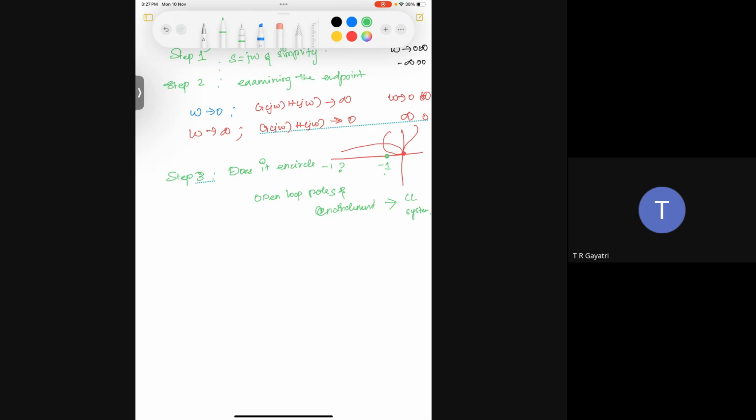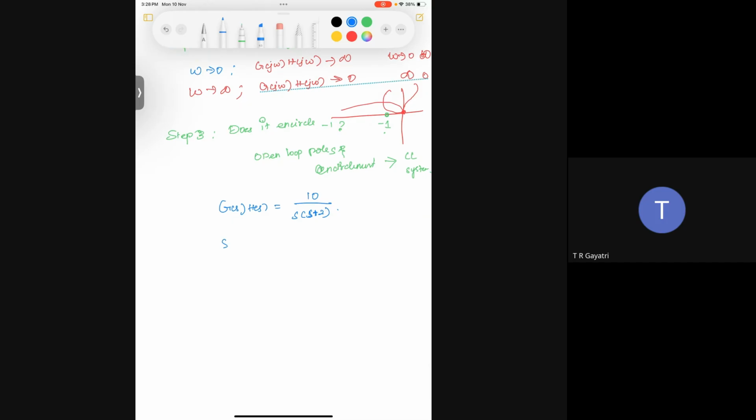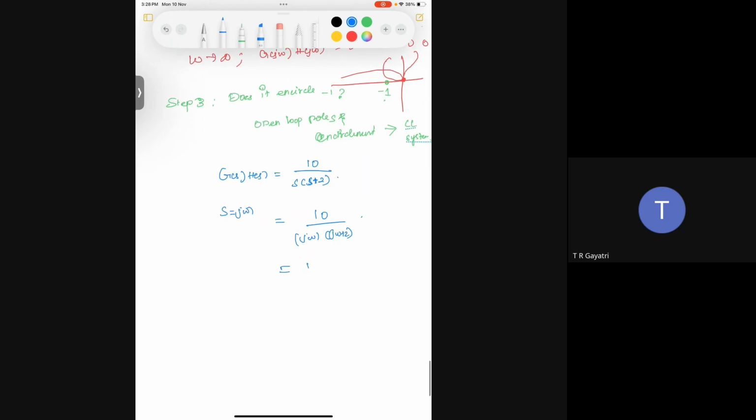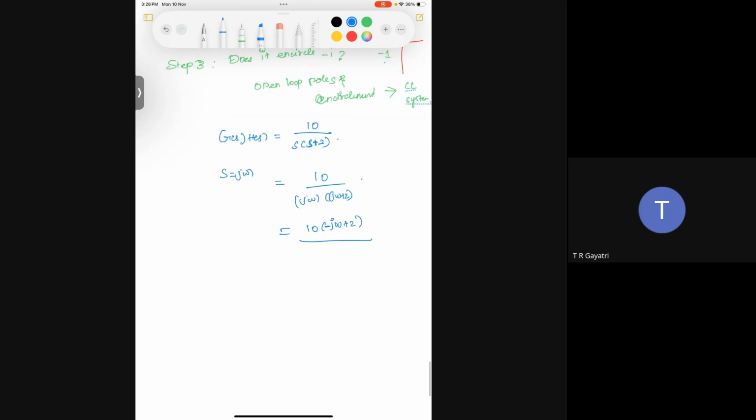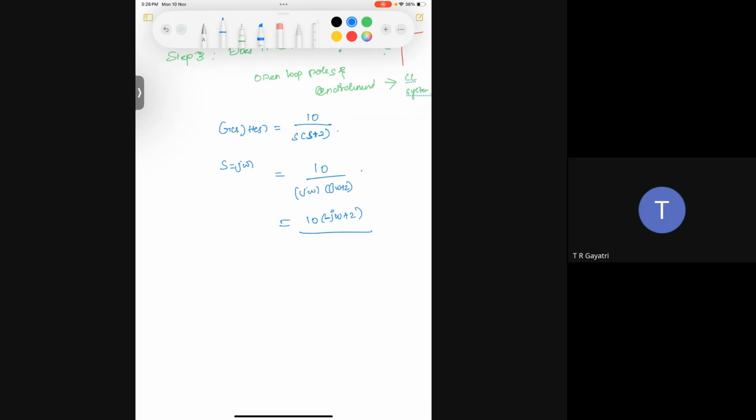Now we'll solve one problem based on this. G of s into H of s equal to 10 by s into s plus 2, right? So substituting s equal to j omega, I will get 10 by j omega into j omega plus 2. So multiplying numerator and denominator by minus j omega plus 2. Be careful to use minus in the imaginary term. You cannot write j omega minus 2.